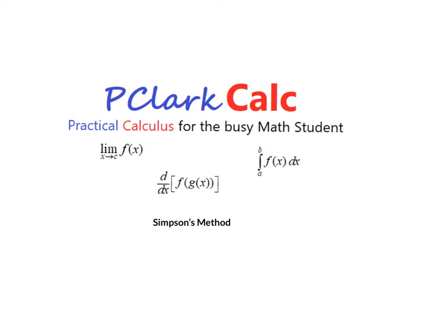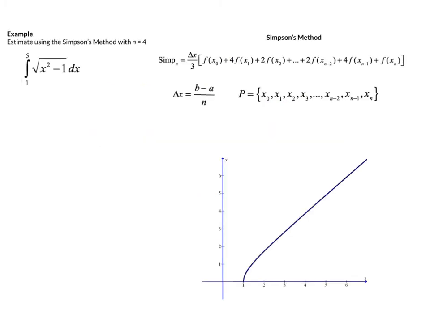And in this video we're going to take a look at the numeric integration technique known as Simpson's method. Here we're trying to calculate the area under the curve square root of x squared minus 1 on the interval from 1 to 5. And it doesn't look too scary, but it's a pretty rough integral. It requires trig substitution if you're familiar with that technique. But we're not going to use that.